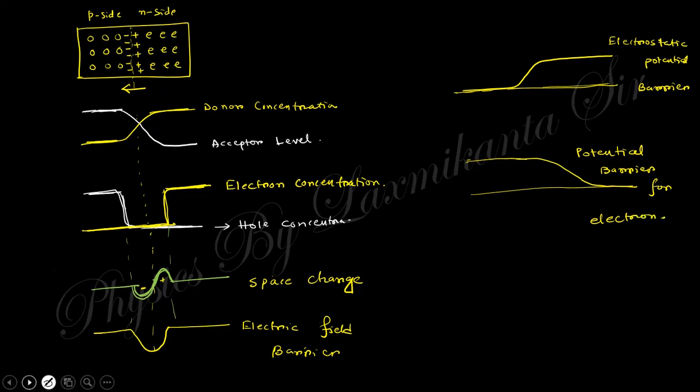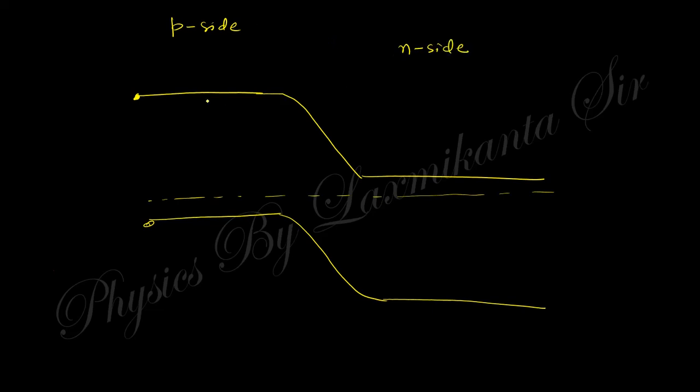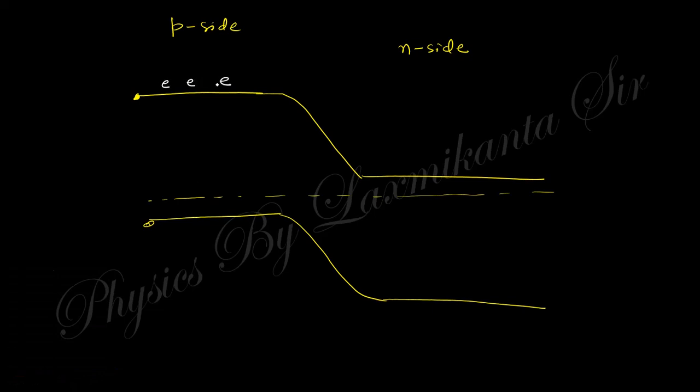So the final view of the energy band diagram of a PN junction will be like that. This is the Fermi level, and this becomes like that. So this is the p side, this is the n side. On the p side there is a few number of electrons in the conduction band, and this is the valence band, and there is a large number of holes in the valence band, right?